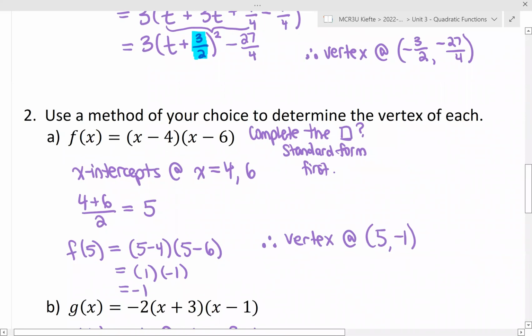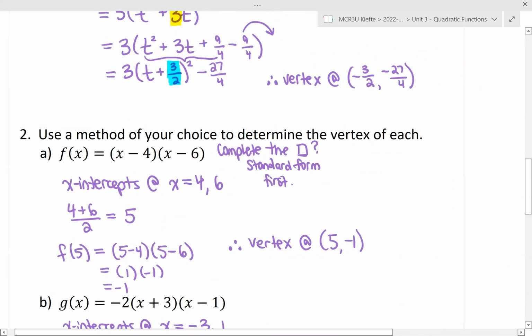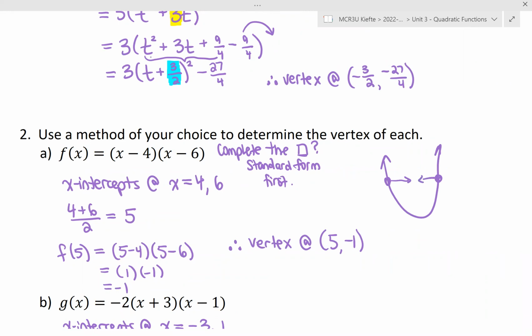So instead, we're just going to find our x-intercepts, which are at +4 and +6. And we learned this before, where if we find our x-intercepts and we average them, that will give us our axis of symmetry, which gives us the x value of our vertex. So again, I'm taking these and I'm averaging them. So I'm adding them and dividing by 2, and I get 5. But of course, I need the y coordinate as well. So I'm going to sub 5 into that equation, and we get -1.